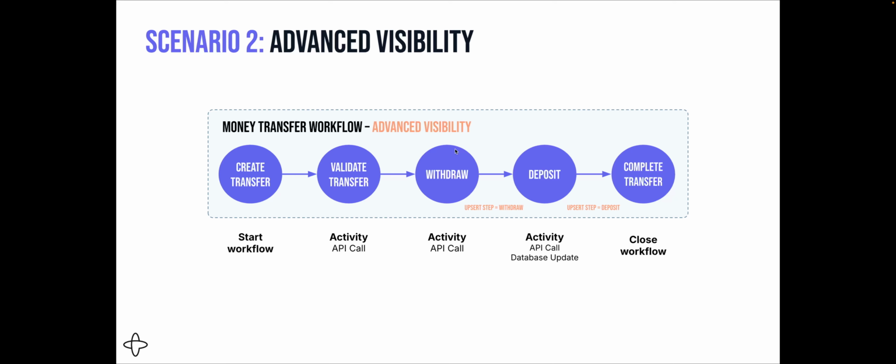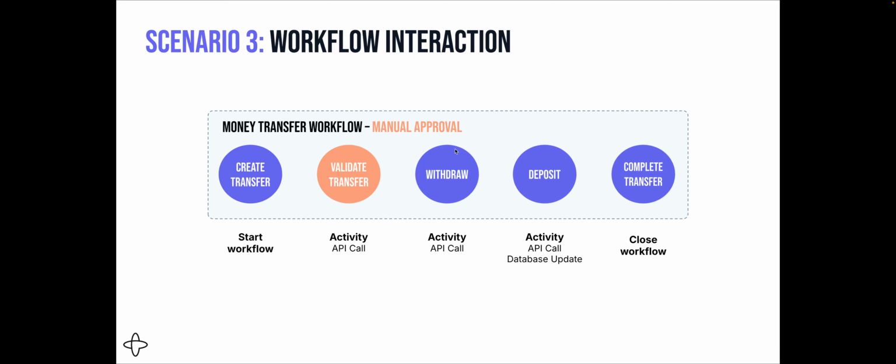Now I want to go into another scenario, which is workflow interaction. One of the great things Temporal can do is you can interact with workflows, and you do that via signals or updates externally to your workflows. So in this use case, we could consider if funds were higher than a certain amount, we want manual approval. So we want someone to actually approve that workflow for that amount of money.